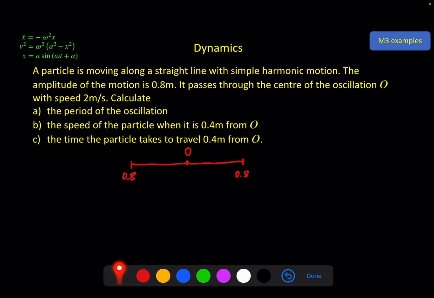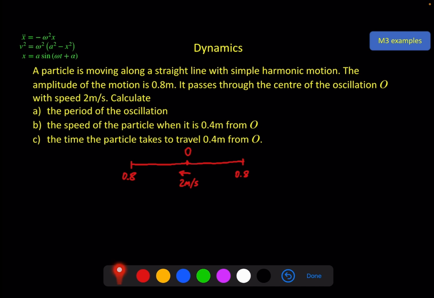It passes through the center of oscillation O with speed 2 meters a second. If it passes through the center with that speed, whichever way it's going, 2 meters per second is our maximum speed. So we've got some useful information here. We know that A is 0.8, that's this A here and here, and we know that the maximum speed is 2, so the speed v here is 2 when x here is equal to 0. Calculate the period of oscillation.